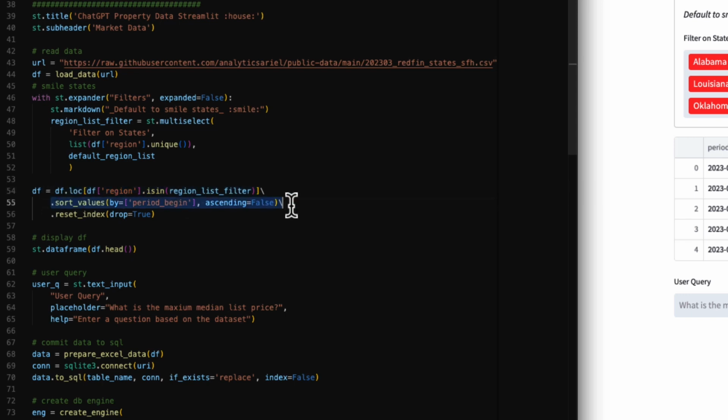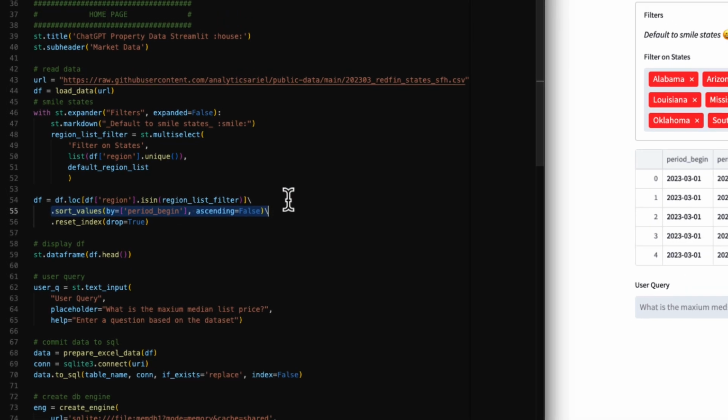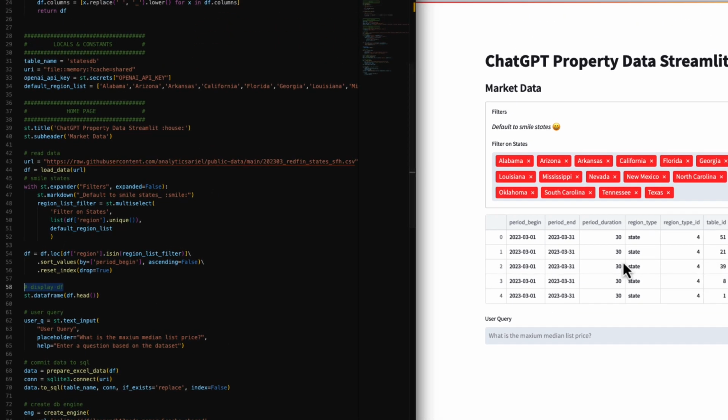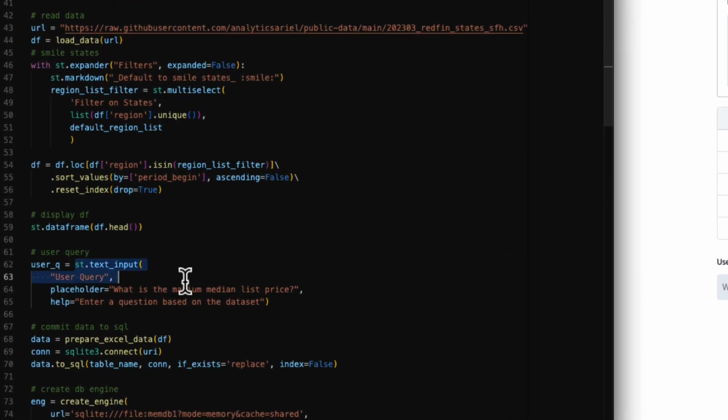I have it sorted by period begin, which is why you see ascending is false, meaning that the most recent period comes first, and you see that here. Next, I display the first 5 rows of the data. As you see here, you can't actually scroll up and down because only the first 5 rows are present. Then we have a text input. This is where the user can ask their particular question to ChatGPT.